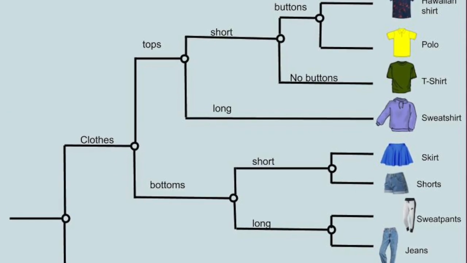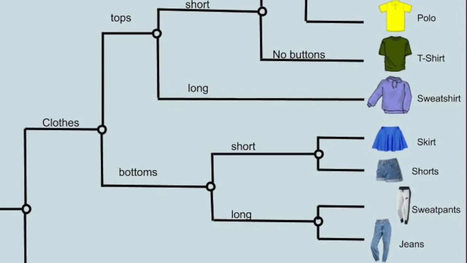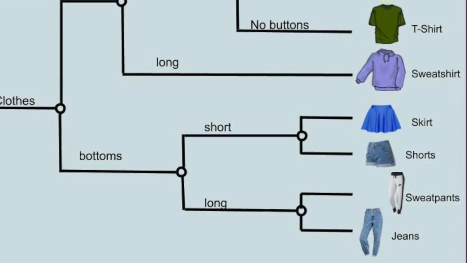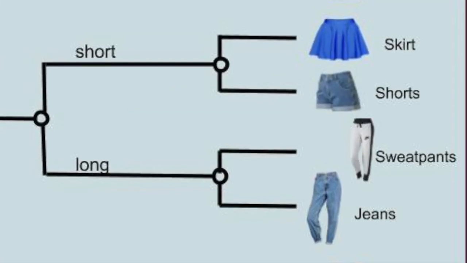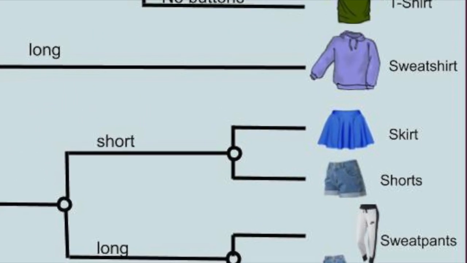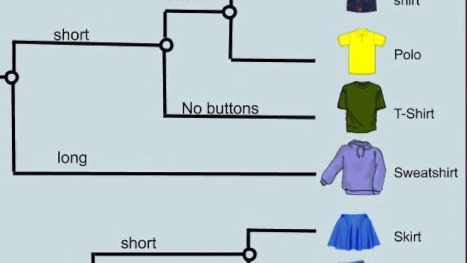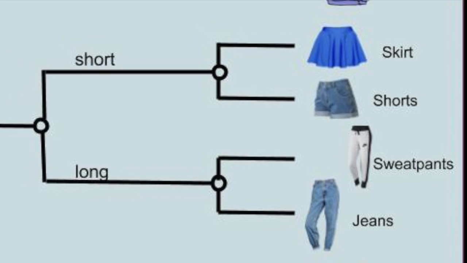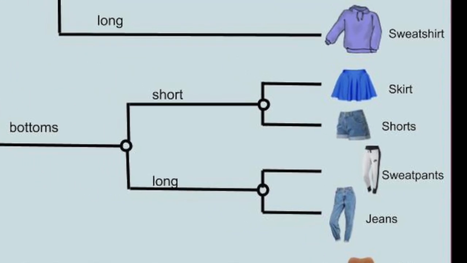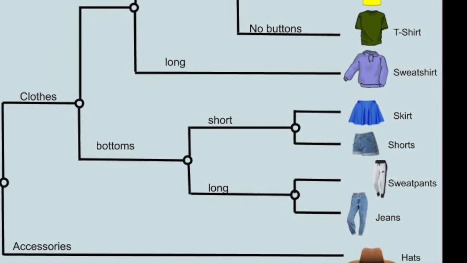Now let's back up the tree a bit and explore how the OTUs in the bottoms category arose. From the common ancestor for all bottoms, the short and long phenotype developed. This phenotype evolved twice independently, once in the bottoms and once in the tops. Here we can see the most recent common ancestor for shorts and skirts had the short phenotype, and the most recent common ancestor for sweatpants and jeans had the long phenotype. Looking at the tree as a whole, we can now better appreciate how phylogenetic trees are structured and organized.